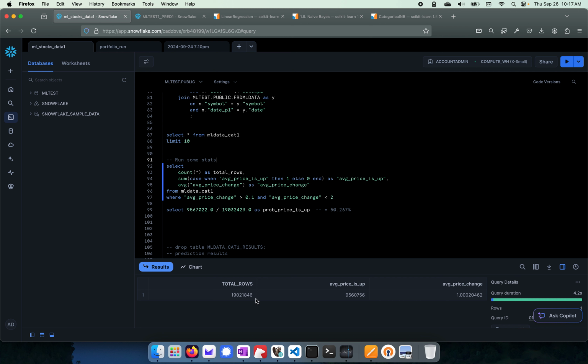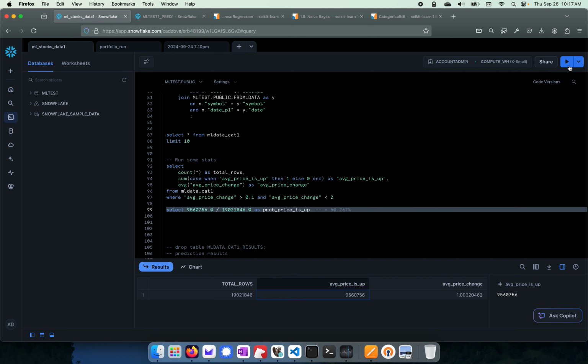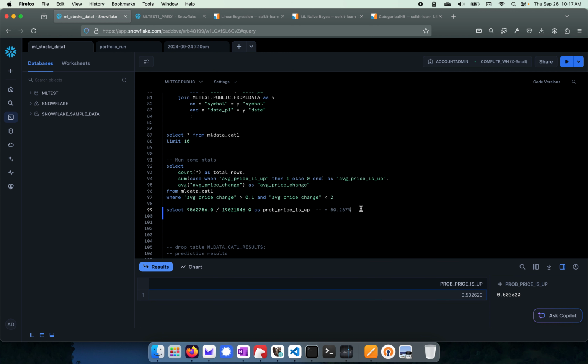Okay, and so let's take a look at the new numbers now. If we added those filters, I don't expect them to be too different. Only a small set of data got filtered out, as we can see, and the results are almost the same. If we filter out the anomalies, we're looking at a 50.260% probability that a stock will go up on an average day, an average stock.